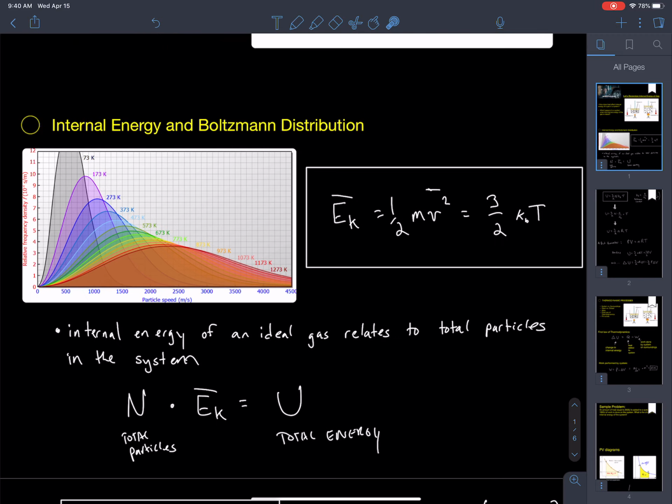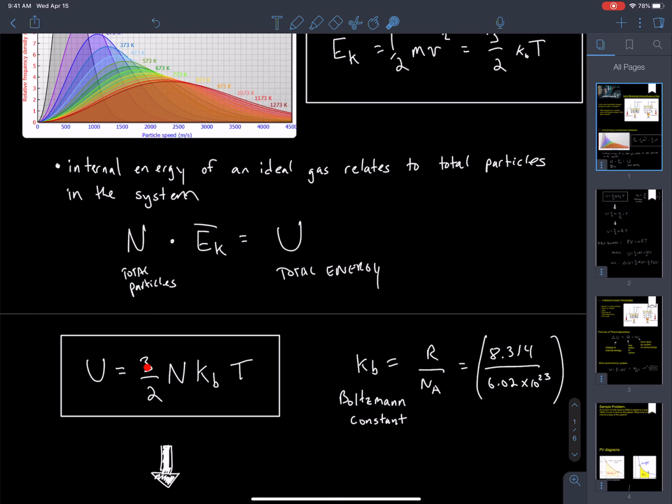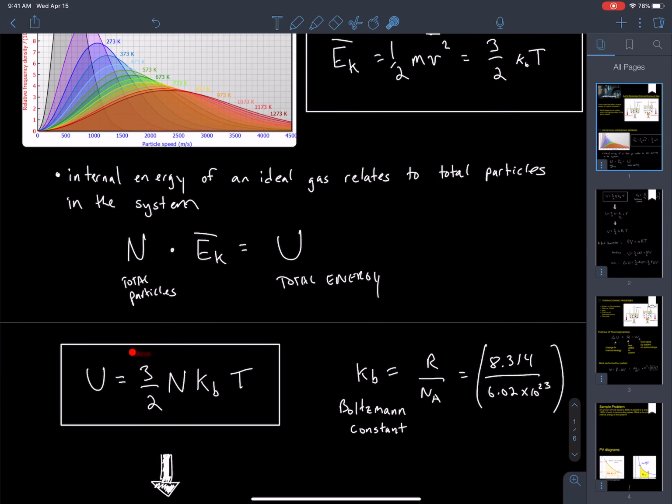So the internal energy of an ideal gas relates to the total particles in a system. This is the average, but if I want to calculate the total energy, I have to take that average and distribute it amongst the total particles. So the total number of particles, N, times the average kinetic energy is going to give me my total energy, and what we can do with that total energy is what we're after in this unit. So just another thing I want to remind you of: the total energy is going to be equal to 3/2 N k_B T. Remember, 3/2 k_B T is my average, so then 3/2 N k_B T is my total energy. And we've derived that before in chapter 3.